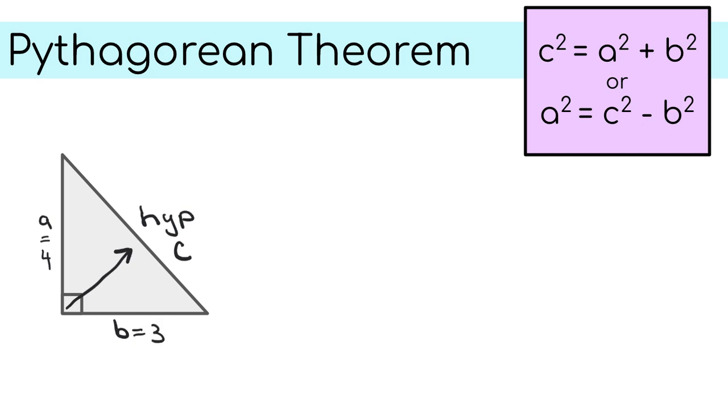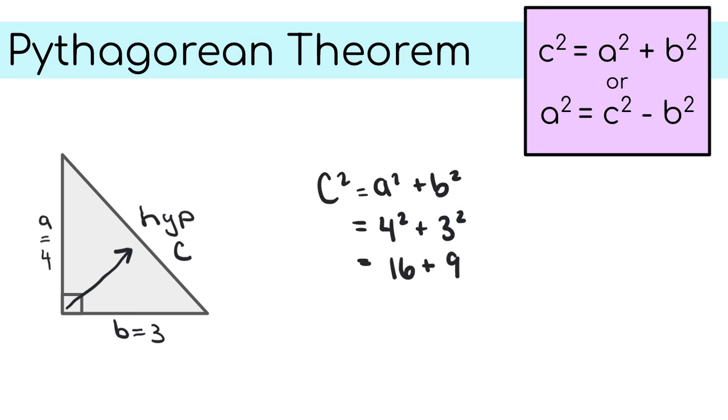So to find the length of the hypotenuse, we start with our formula. C squared is equal to A squared plus B squared. Fill in the values that we know: 4 squared plus 3 squared. Okay, then we want to actually square those. So 4 squared is 16 plus 3 squared is 9. We add those together to get 25. And now that's the value of C squared.